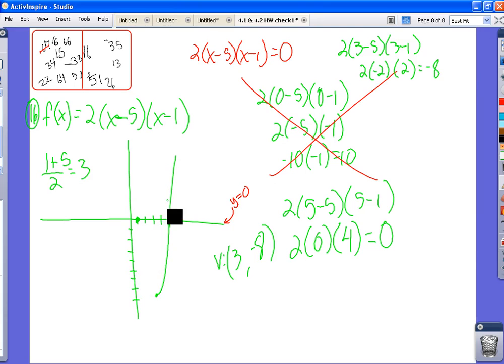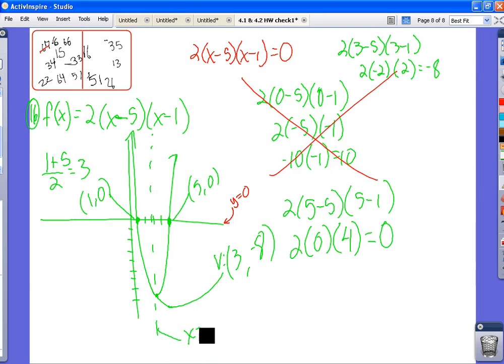There's a vertex. There's a parabola. It says label them, so our vertex is 3, negative 8. Our x-intercepts are 5, 0, and 1, 0. Our axis of symmetry, x equals 3.